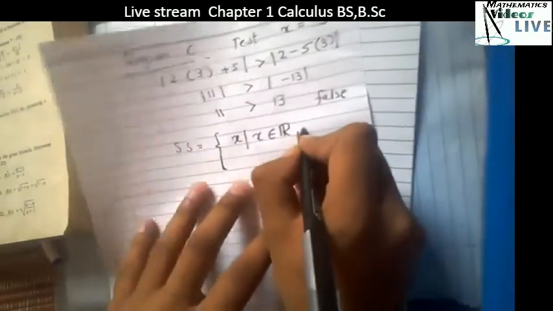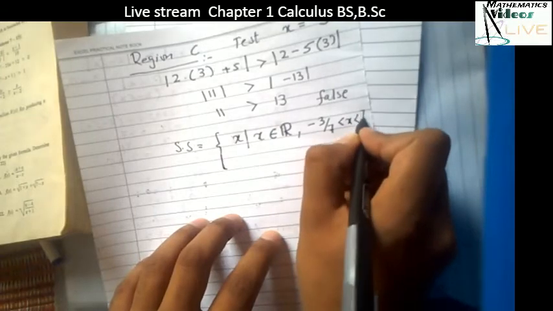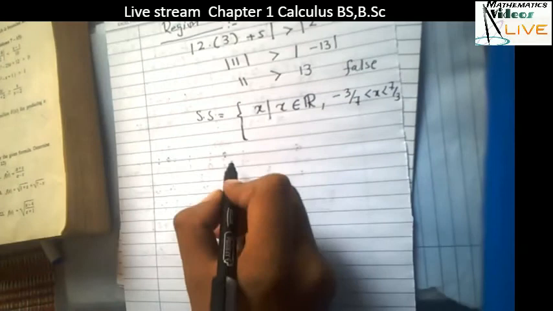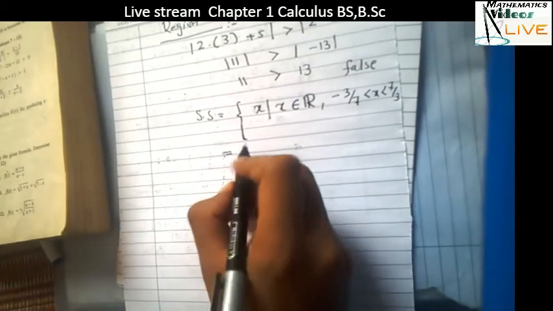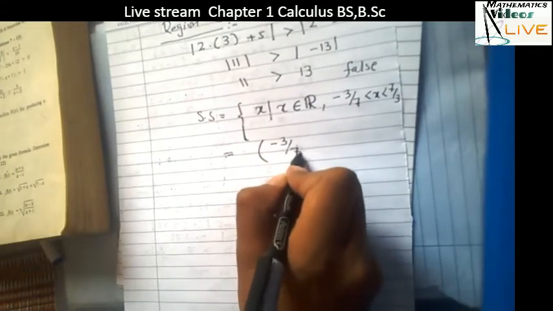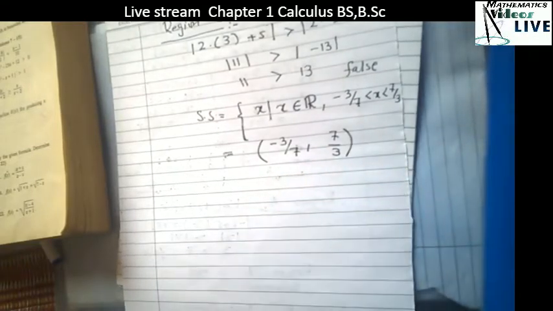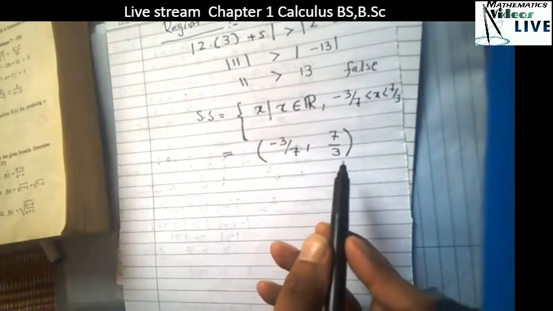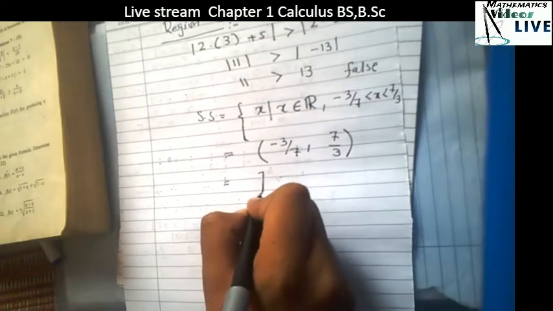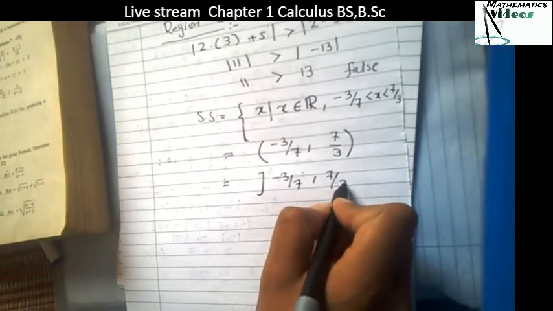Therefore, we will write the solution as: solution set is all of the x where x are on the real line, or the members of real numbers, such that minus 3 by 7 is less than x, which is less than 7 by 3. Minus 3 by 7 is less than x, which is less than 7 by 3.